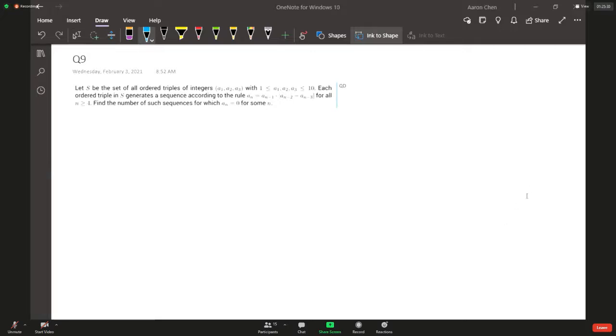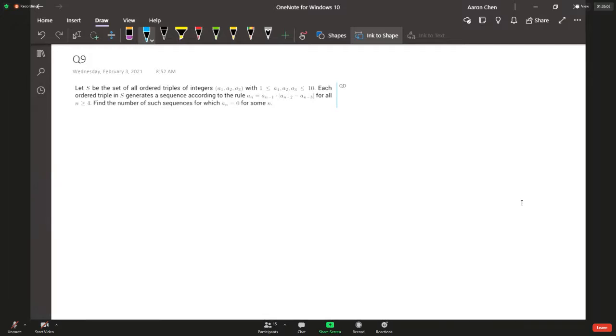So you have an ordered triple A1, A2, and A3 such that they're all bounded between 1 and 10, and they're all integers. And so you're generating a sequence S with the condition that an is equal to an minus 1 times the absolute difference between an minus 2 and an minus 3. And so you want to find how many sequences there are such that you have an is equal to 0 for some value of n.